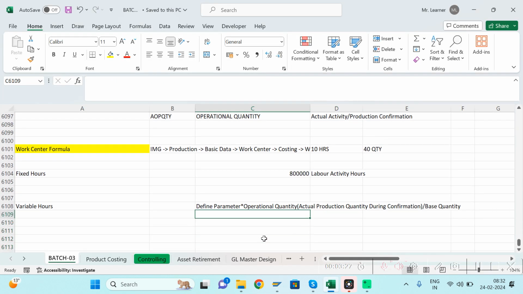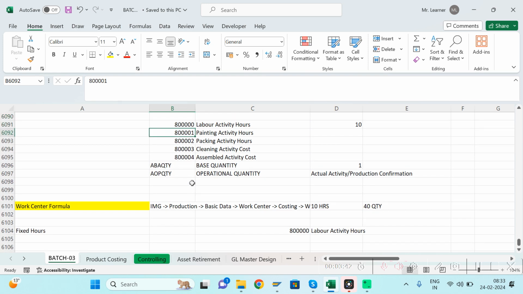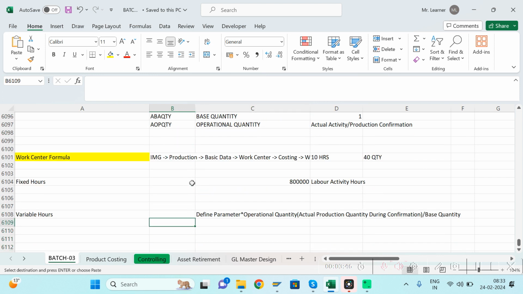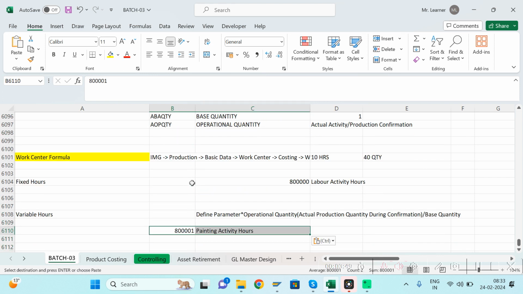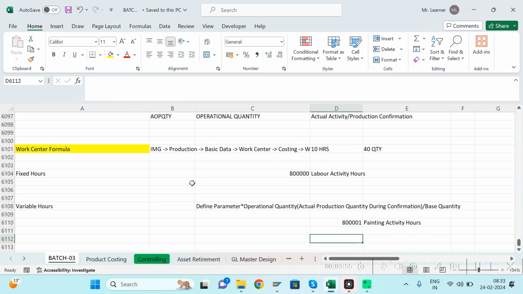Now what is the variable formula? In the variable formula, the defined parameter is multiplied by the operational quantity divided by the base quantity. It means that let's assume packing is of fixed nature or painting is of variable nature. So here this is my variable nature. Let me cut and paste here. This is my variable nature. Now how will I determine the painting cost?